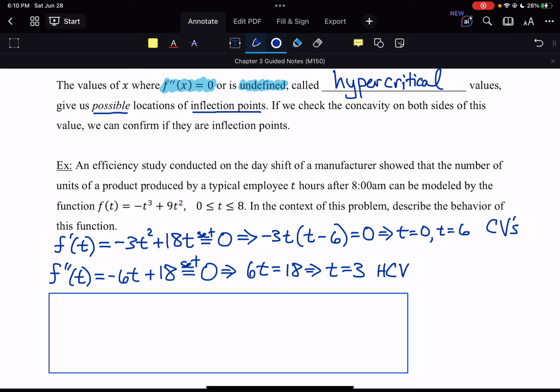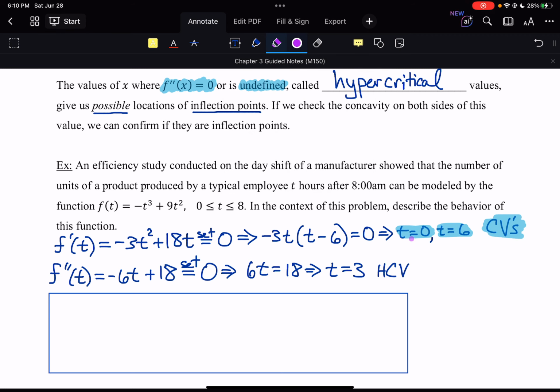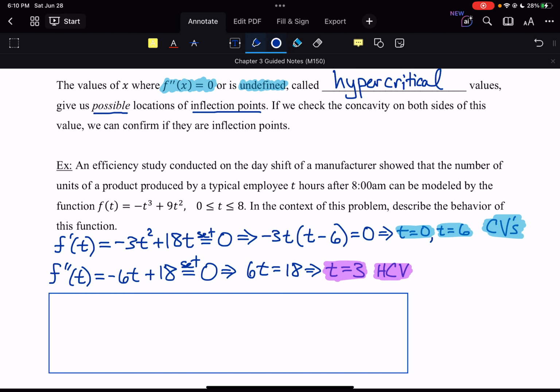This is a hypercritical value. Okay, so we have two critical values over here, two possible locations of a max or a min, and we have one hypercritical value here that is a possible location of an inflection point.